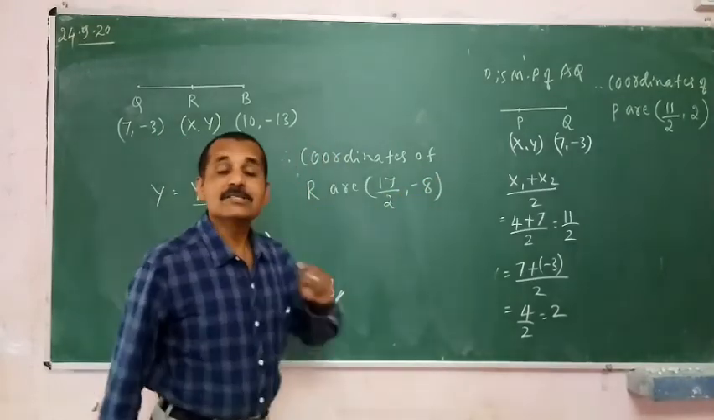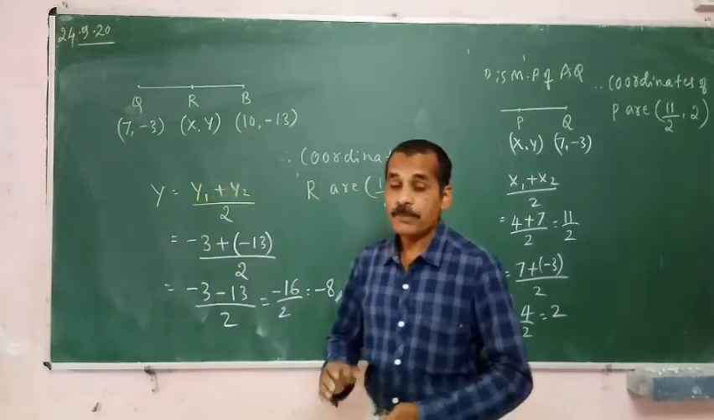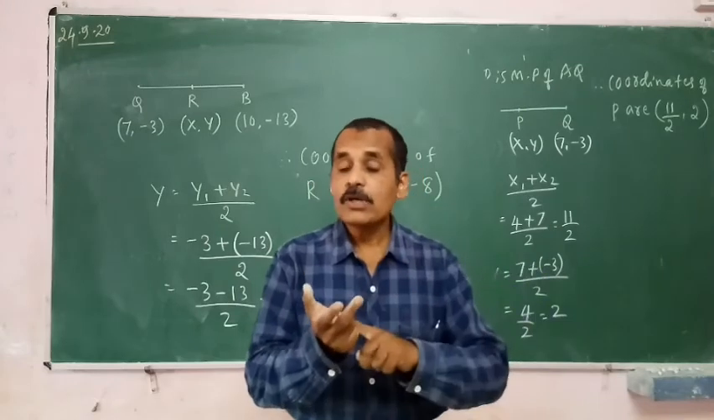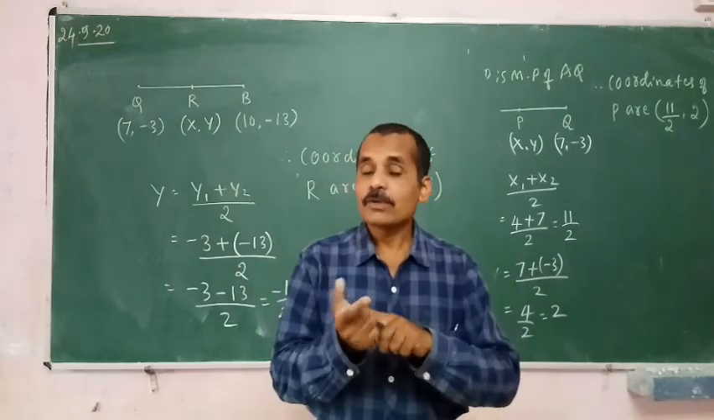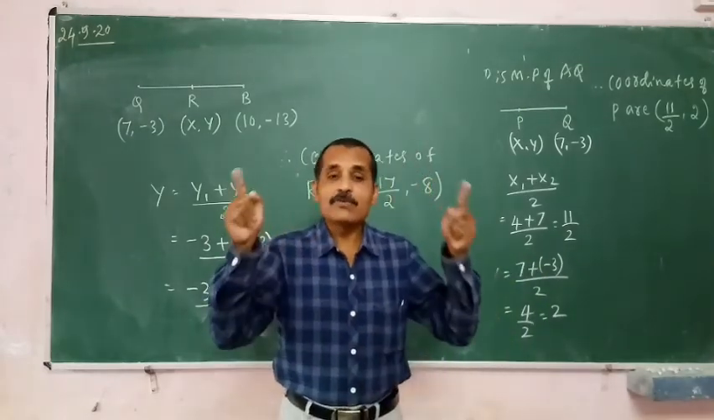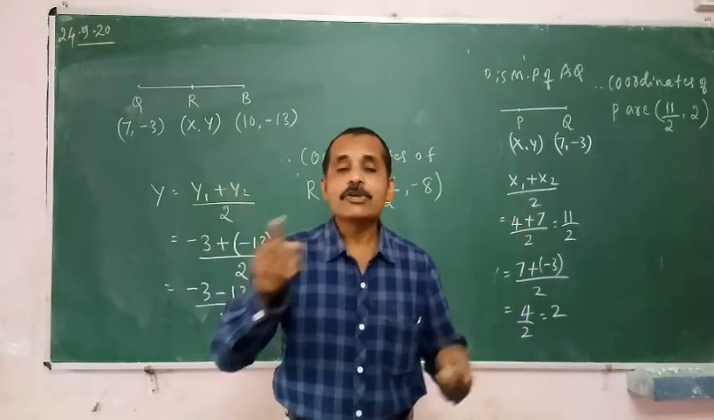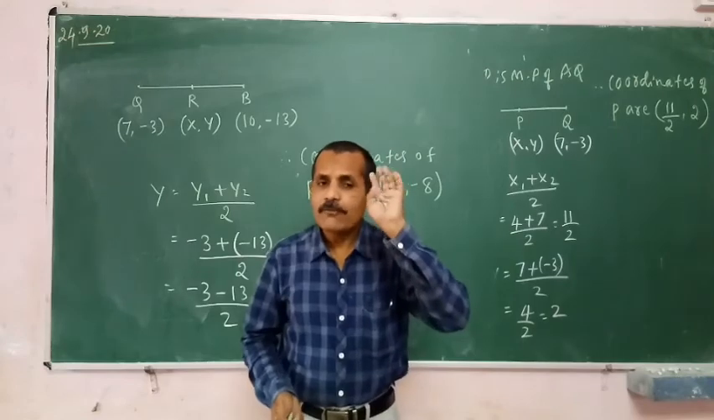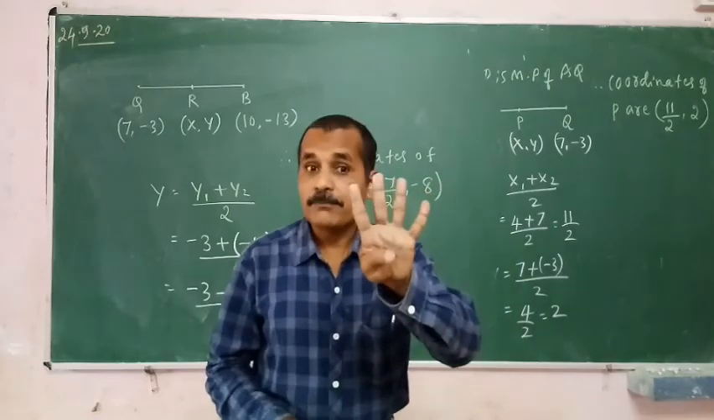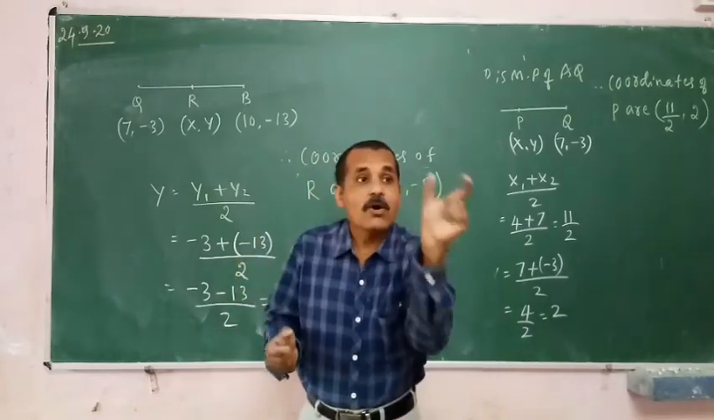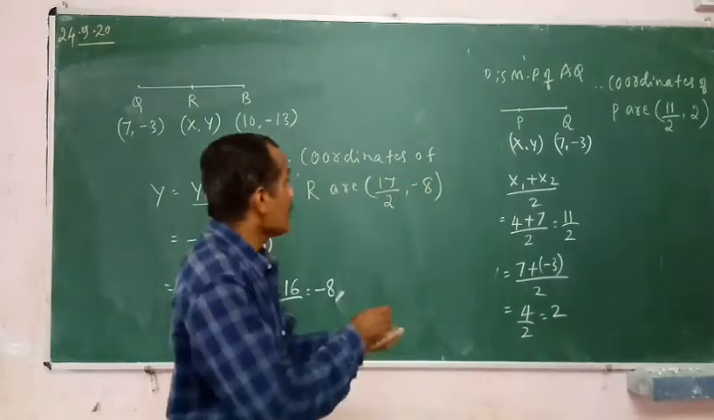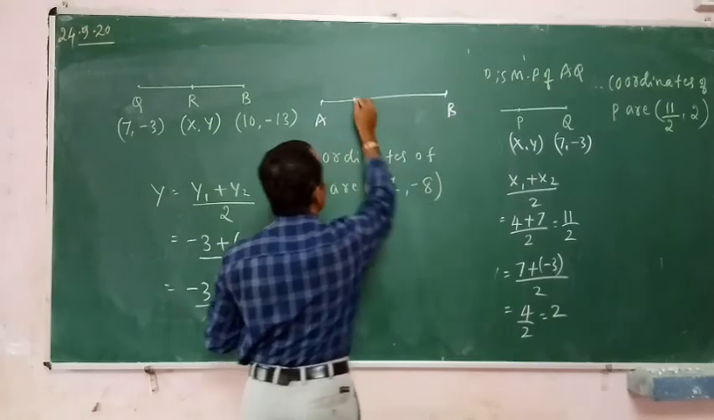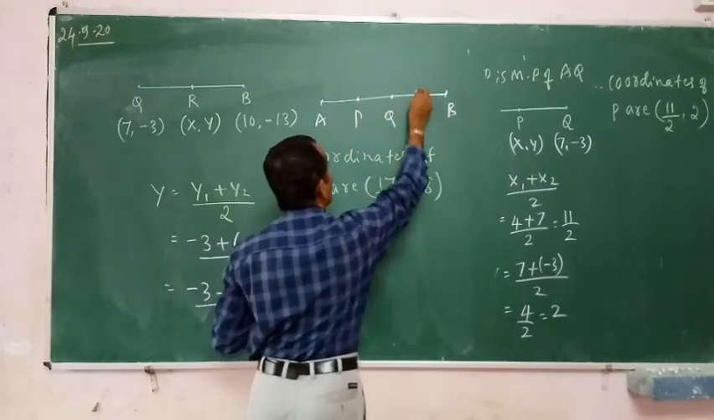My dear children, this is the end of the problem. See, we have found the value of P, we have found the value of Q, we have found the value of R. These are the 3 points which divide the line segment AB into 4 equal parts. And you can remember this, when there are 4 equal parts, the problem will be simple, because when there are 4 parts, all are equal, and we can say see, A, B, P, Q, R.